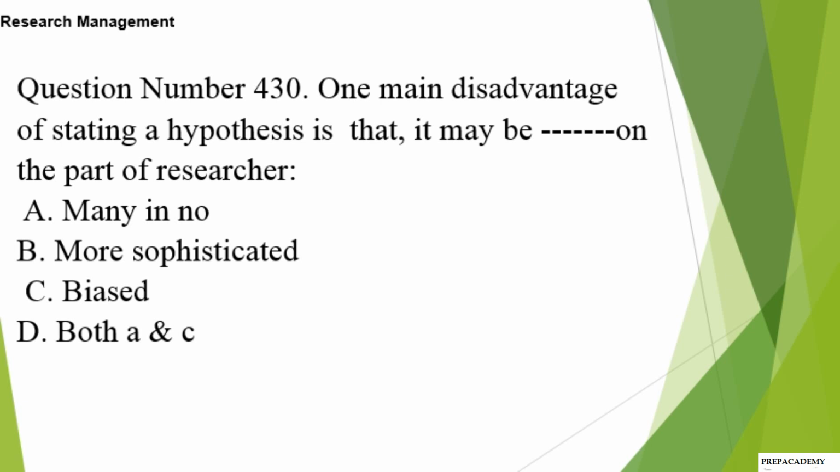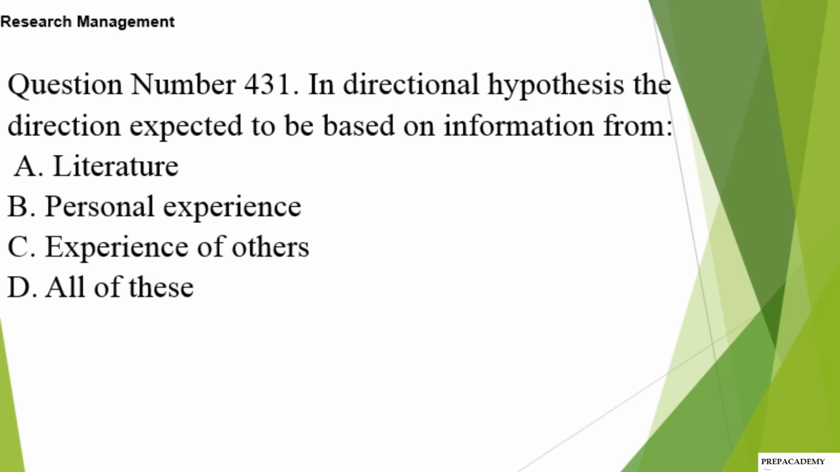Biased. Question number 431. In directional hypothesis, the direction is expected to be based on information from A. Literature, B. Personal experience, C. Experience of others, D. All of these. The correct answer is option D.